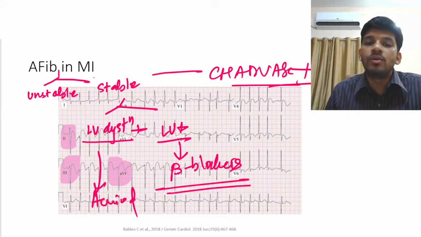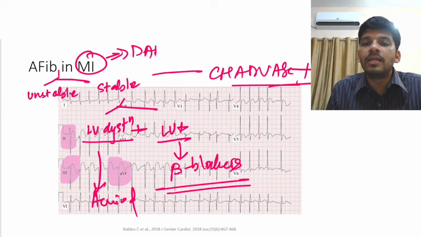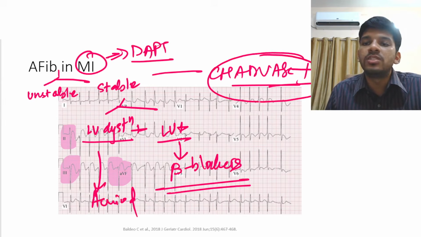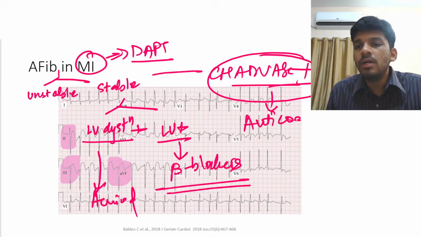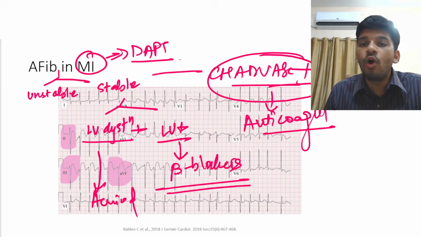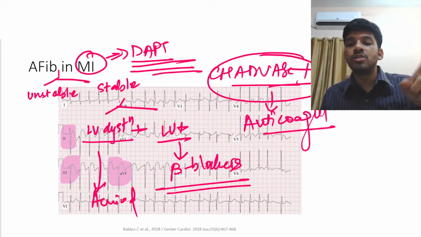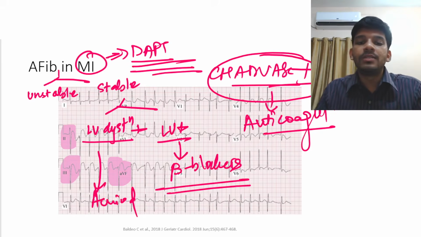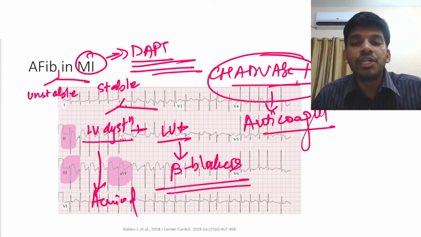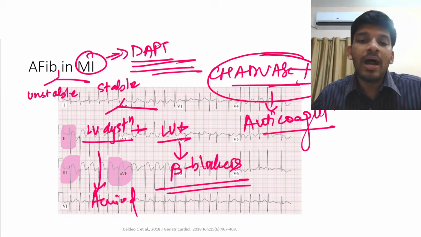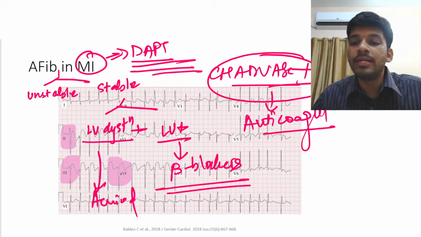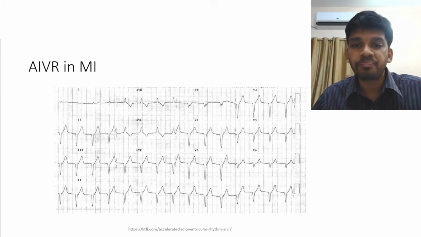Then if CHA2DS2-VASc is positive, remember for MI you are going to be giving dual antiplatelet therapy, and for this CHA2DS2-VASc positivity you are going to anticoagulate. So this is one scenario where you are going to give anticoagulation and dual antiplatelet therapy. So you are giving two antiplatelets and one anticoagulant. So this is called the triple therapy. This is one of the indications for triple therapy. And here, if you have flutter instead of atrial fibrillation, that usually tells you that it is the right atrium that is involved. So it usually means inferior wall MI. And yeah, so these things can be seen in these scenarios.